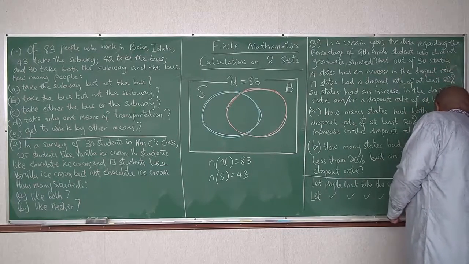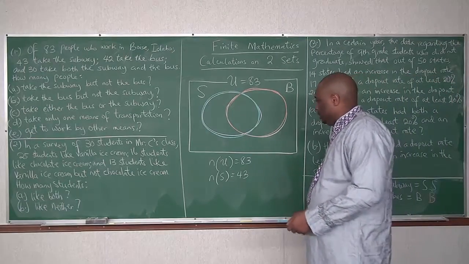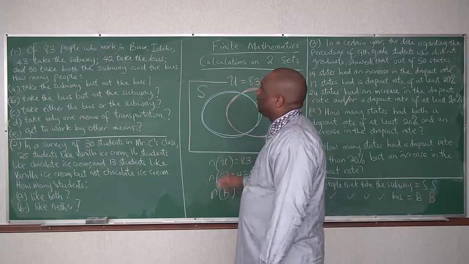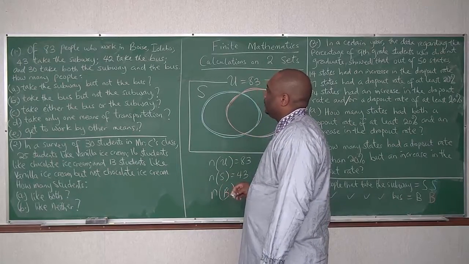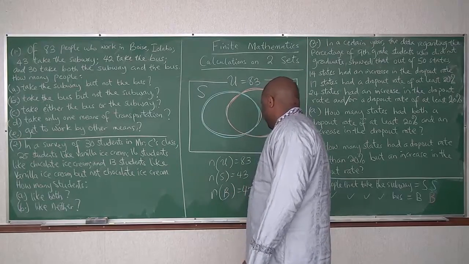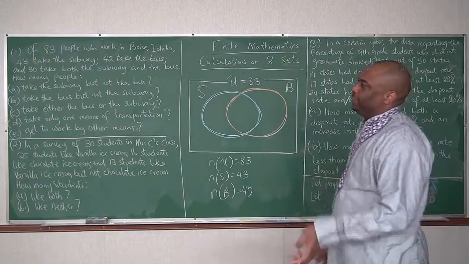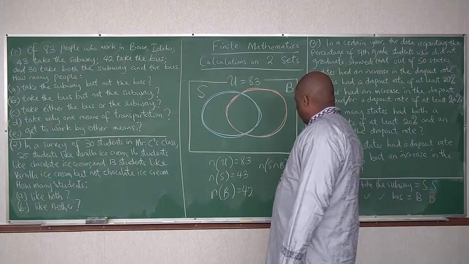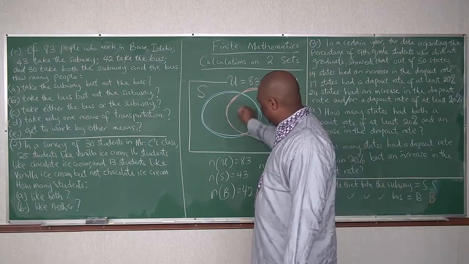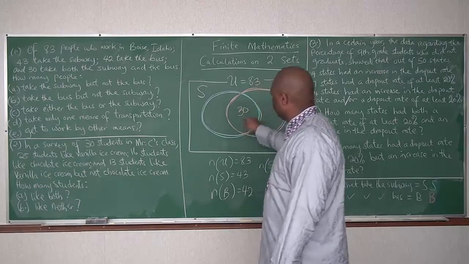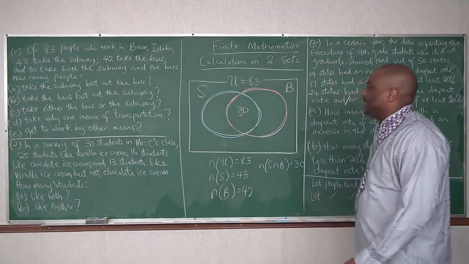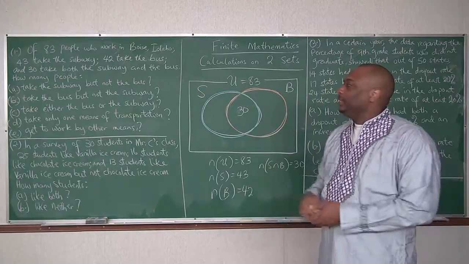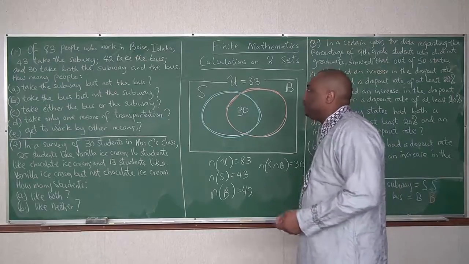Now the cardinality of the bus is, how many people take the bus? 42 take the bus. Then, 30 people take both the subway and the bus. So the cardinality of subway intersect bus is 30. So I have my 30 here. Now, if I want to find only subway, because how many people take the subway but not the bus? This means subway only. That is what it means.